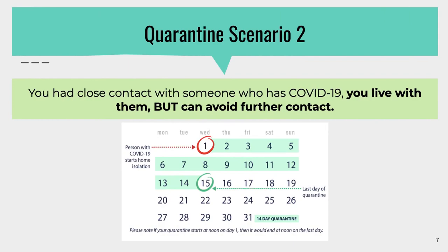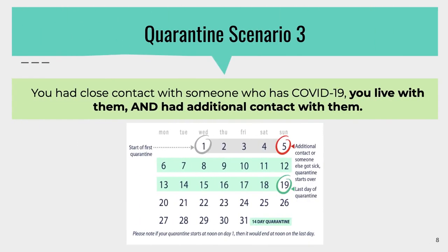All right, in this next scenario, you had close contact with someone who has COVID-19, you live with them, but you can avoid further close contact. So this is the same as before. Your last day of quarantine is 14 days from when the person with COVID-19 began home isolation. So the person with COVID-19 started home isolation on the first, the red circle. You had no further contact with them, so your last day of isolation is 14 days from then. It's represented by that green circle.